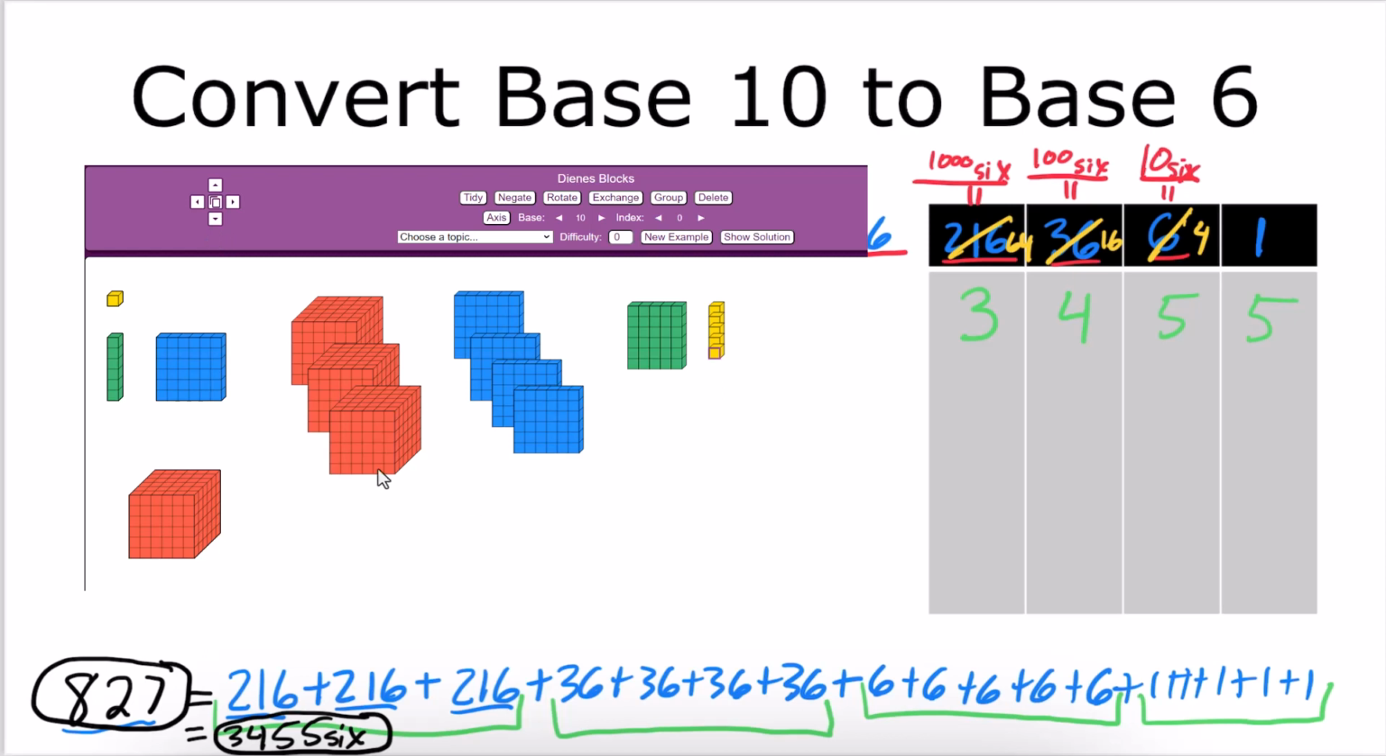And you're welcome to use this applet if you would like to help you understand that process visually. So I hope this makes sense. If you have any questions, please let me know.